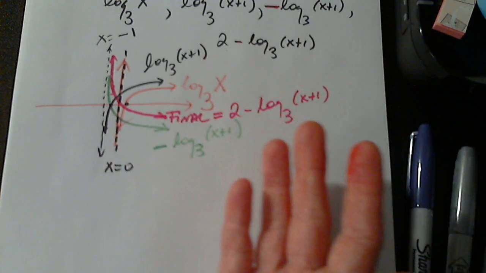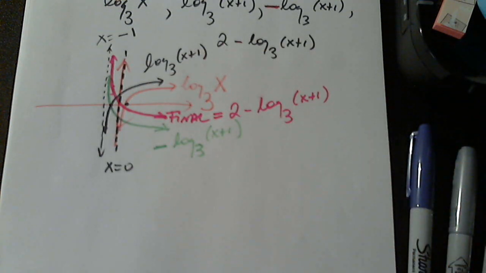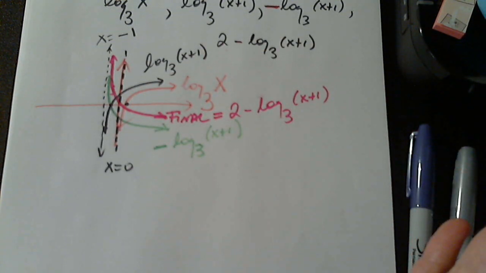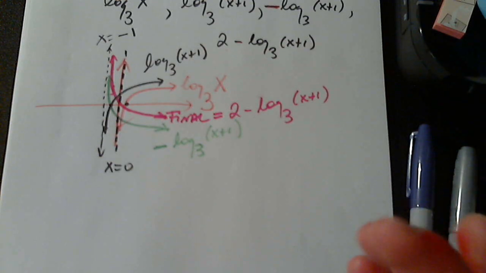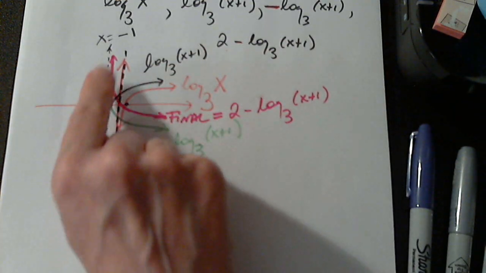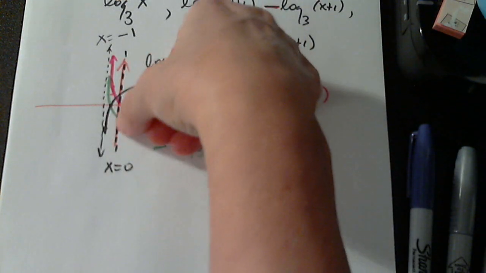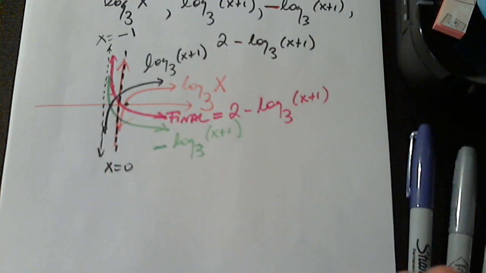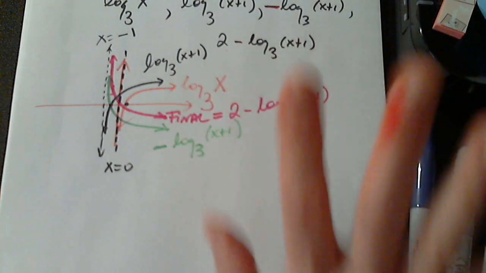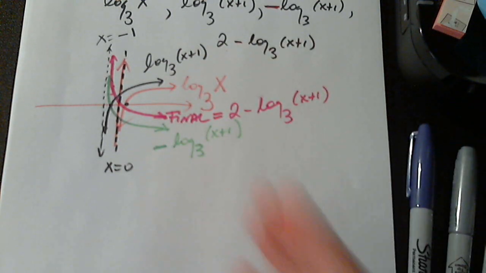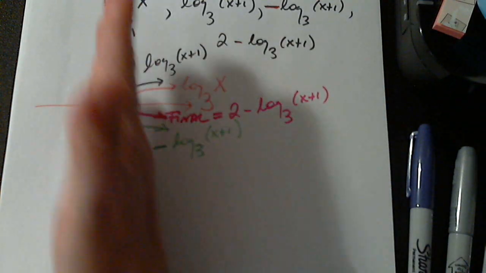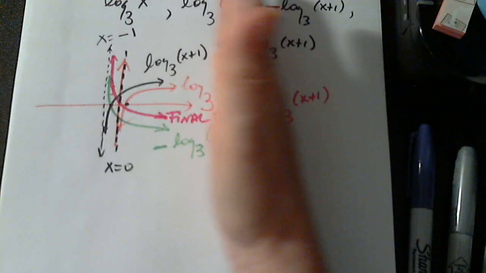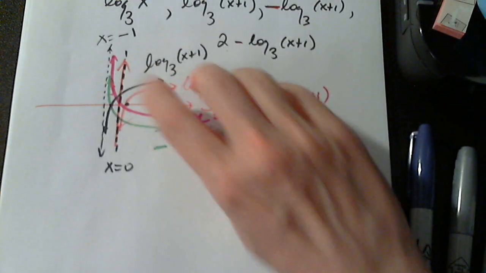Is this accurate? No. The shape is perfect, but is it accurate? No. I don't know where the function crosses the y-axis. I don't know where it crosses the x-axis. I have to do the algebra to determine that. But the shape is absolutely perfect. Do I know the domain? I do. From -1 to infinity, right away. Do I know the x and y intercepts? No.